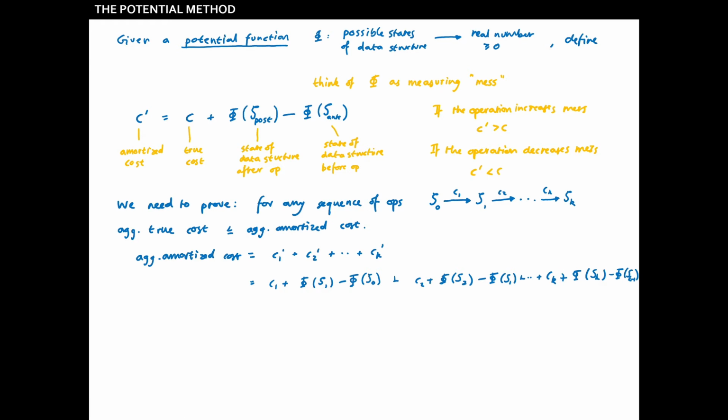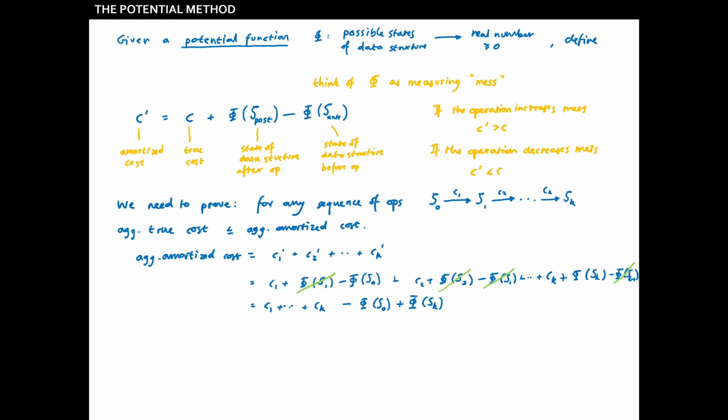Okay, so let's first of all gather up the terms. I've got the true costs, C1 plus ... plus CK. And then there's a neat telescoping trick. Here I've got plus phi of S1 minus phi of S1. I'll have plus phi of S2 minus something in the middle, and then plus phi of SK minus 1 minus phi of SK minus 1. All of these potentials, all of the phi's cancel out except for the very start and end, leaving me with minus phi of S0 plus phi of SK.